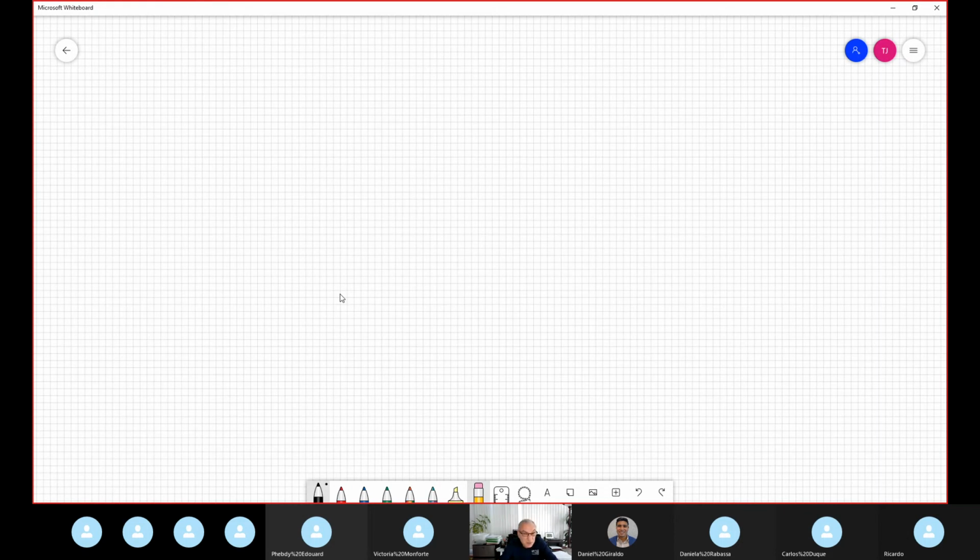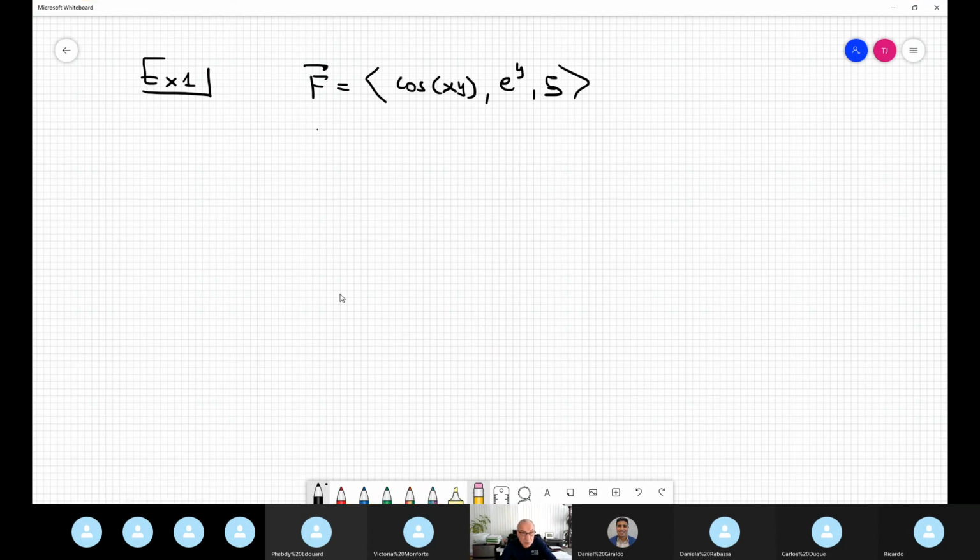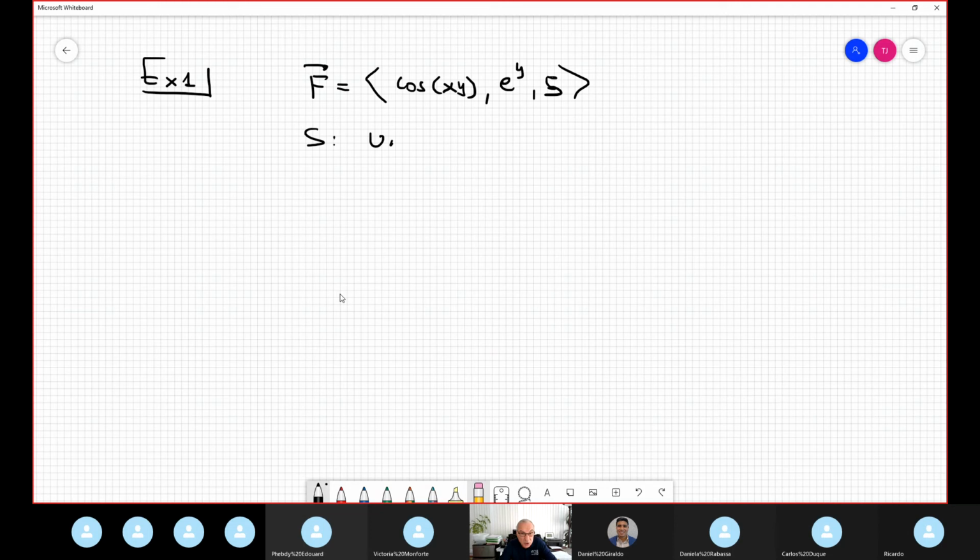Okay, let's see. For example, example one. Example one is always easy. We have a vector field, and this vector field is cosine of xy, comma, e to the y, comma, pi. This is my vector field. And the surface is the unit square in the XY plane, oriented up.